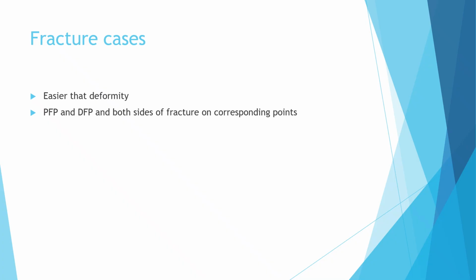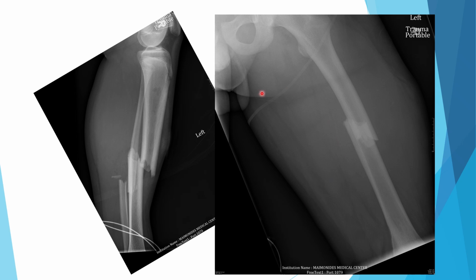The good news is it's much easier than deformity. You just use the proximal femoral point and the distal femoral point on both sides of the fracture on corresponding points, and you align the central lines in the proximal and the distal fragment, and you should get your correction. So let's go quickly through a case.